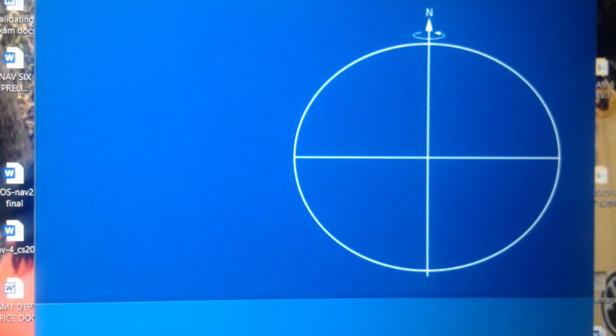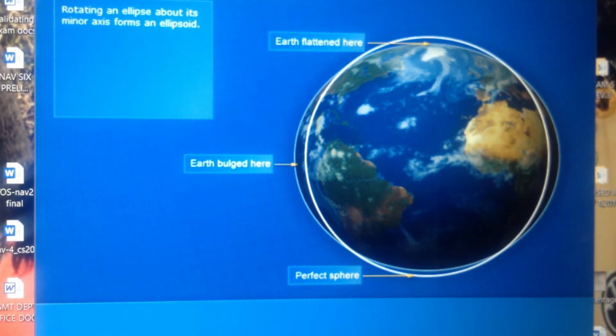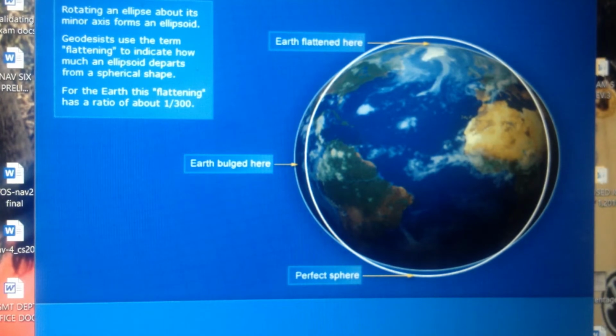For geodetic mapping and charting purposes, it is necessary to use a regular or geometric shape that closely approximates the shape of the geoid, which has a specific mathematical expression. This shape is called an ellipsoid, which is referred to as a spheroid. Rotating an ellipse about its minor axis forms an ellipsoid. Geodesists use the term flattening to indicate how much an ellipsoid departs from a spherical shape. For the Earth, this flattening has a ratio of about 1 to 300.